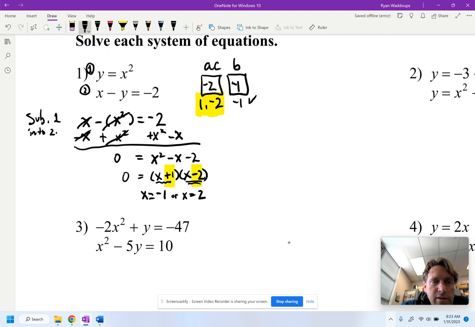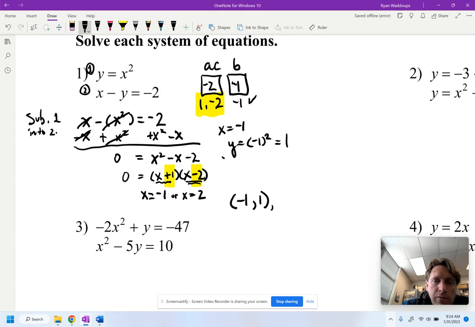So we can put it in either equation. I'm going to put it in the top one just for fun here. Y equals x squared, but x is negative 1. Let's be a little more thorough here. This is when x equals negative 1. Y equals negative 1 squared. Negative 1 squared is positive 1. And so one of my solutions is negative 1 comma 1.